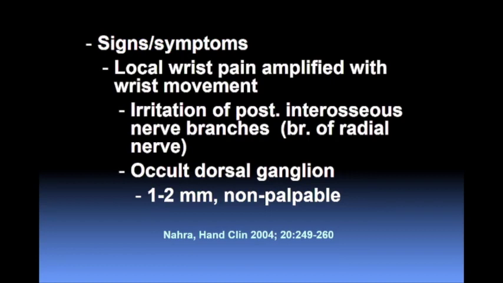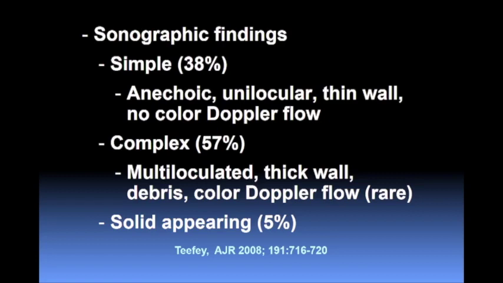Depending on where they're located often correlates with the symptoms they might have. Some patients might have very focal specific wrist pain that is amplified when they move their wrist. One of the more common ganglions occurs on the dorsum of the wrist, and if there's irritation of the posterior interosseous nerve branch, which is a branch of the radial nerve, this can cause very focal pain. And oftentimes the patient will point to a very specific location, but there's nothing palpable, and this is known as an occult dorsal ganglion, and these are very, very tiny, 1 to 2 millimeters, and if you were to just palpate that area with the wrist, you don't see it.